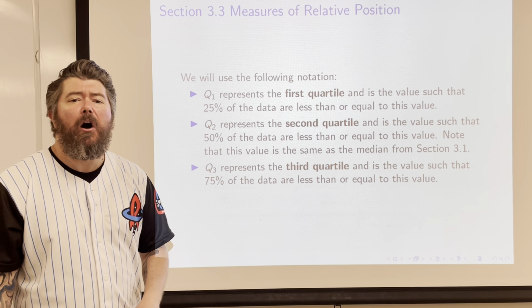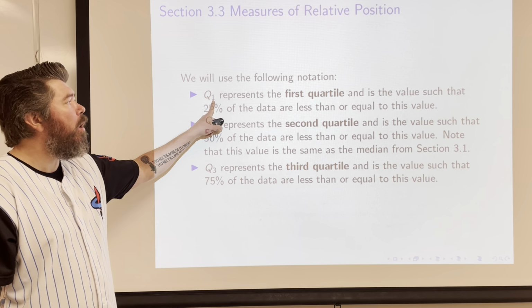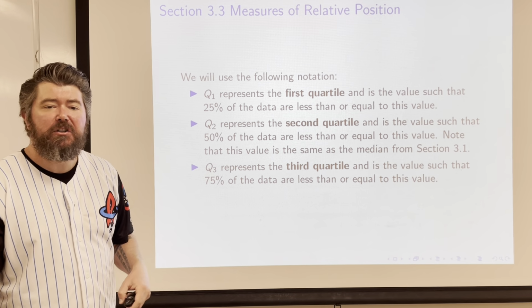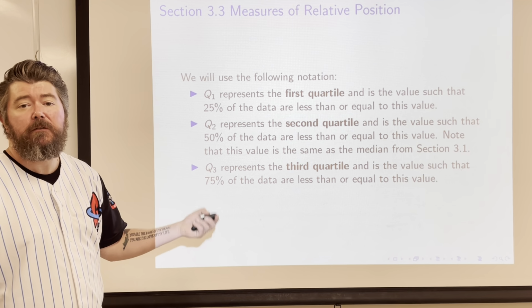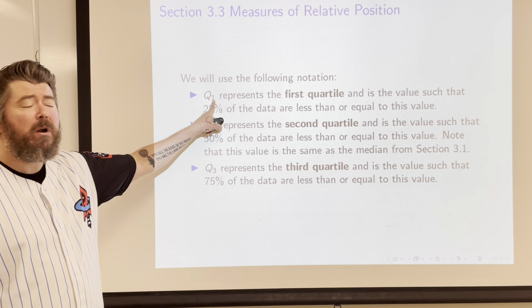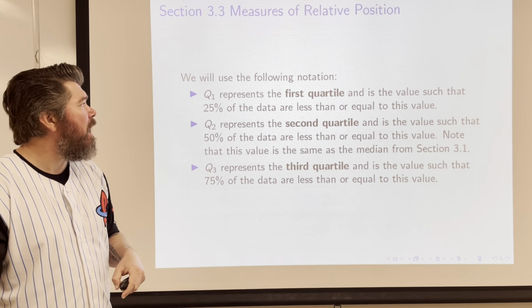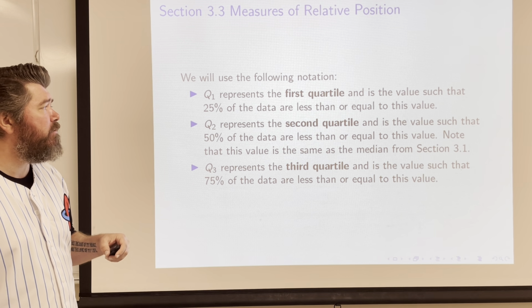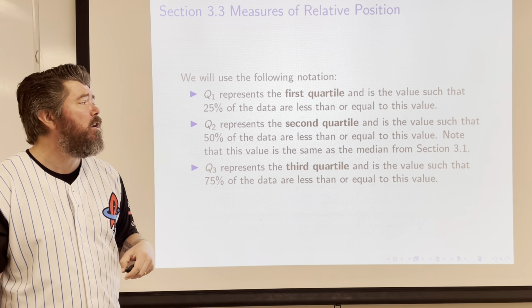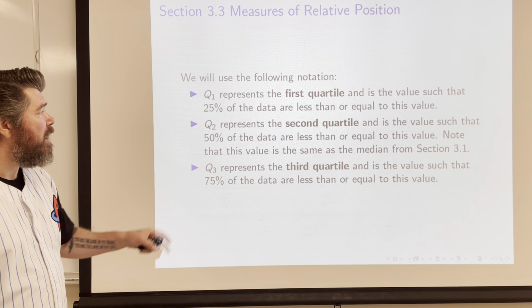We will use the following notation. Q1 represents the first quartile. So we use Q for quartile, and the 1 represents that it's our first quartile. And this is the value such that 25% of the data are less than or equal to this value.